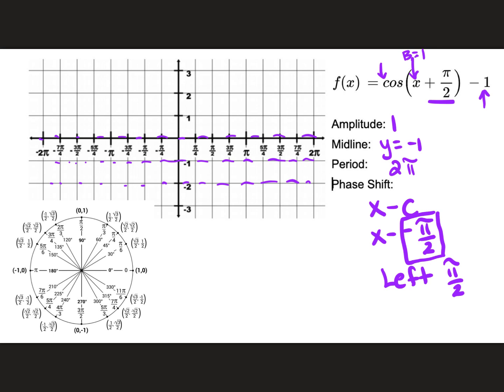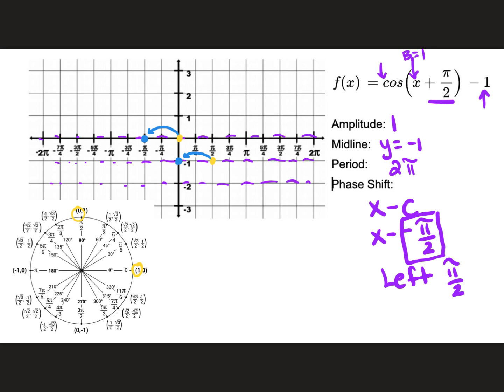Okay, we're going to deal with the phase shift. So cosine started at 1, which means it normally would have been here. But that phase shift is pushing it to the left pi over 2. So I'm actually going to move that point pi over 2 to the left. And I'll show you another one. So the value for pi over 2 should have been 0, which means it's at the midline. So normally it would have been there. But this is going to move it over pi over 2. So it's going to actually land here at a y value of negative 1.